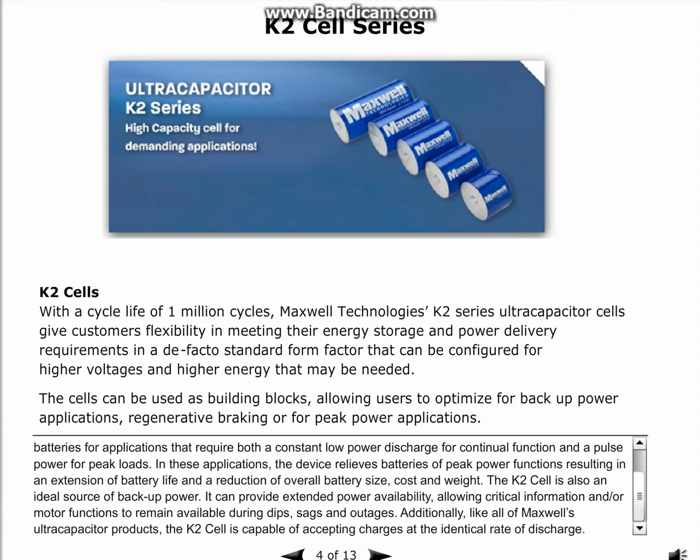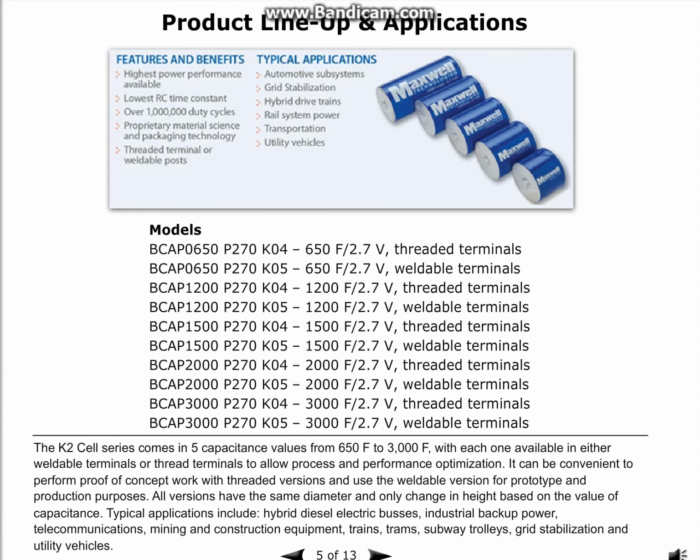The K2 cell is also an ideal source of backup power. It can provide extended power availability, allowing critical information and/or motor functions to remain available during dips, sags, and outages. Additionally, like all of Maxwell's ultracapacitor products, the K2 cell is capable of accepting charges at the identical rate of discharge.